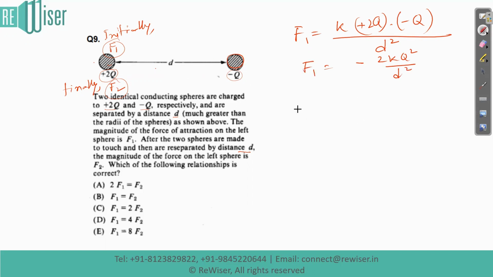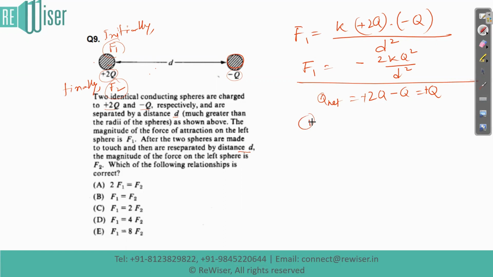Now once they are touched, they will share some charge in this process. So after that, they will have different charges. Now we have to find out what charge they are having. First, we have to find out the net charge. Q net is +2q minus q, that is plus q.